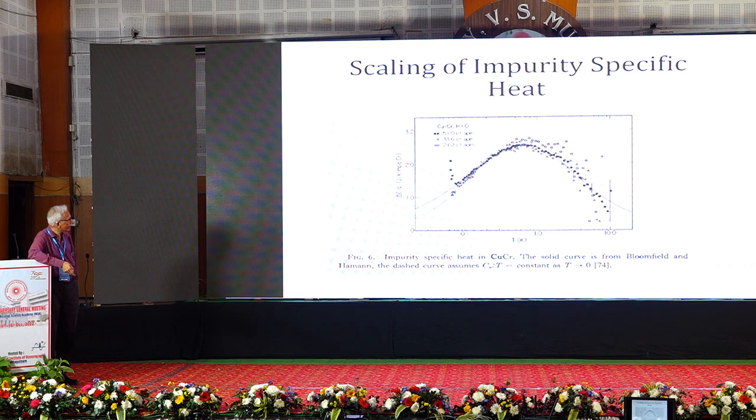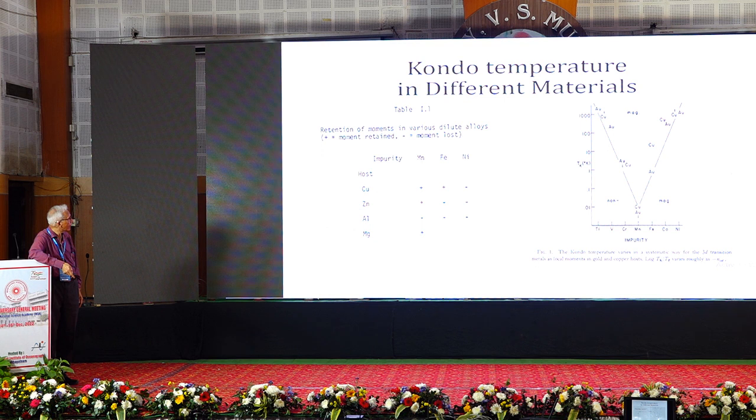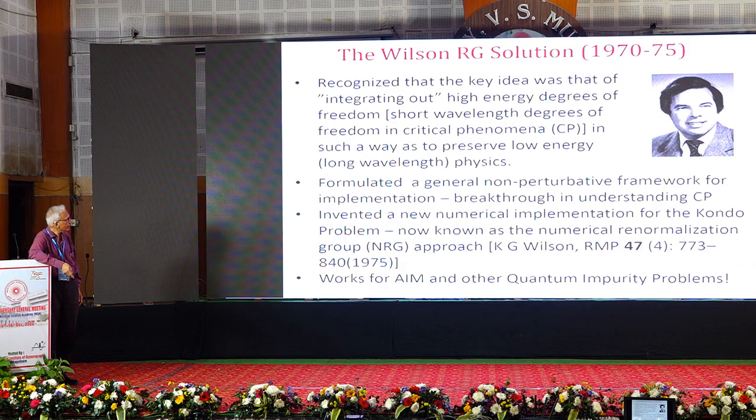Okay, here is, for example, how the specific heat scales with T over T_K. So the Kondo temperature varies all over the place, from 1000 Kelvin down to 0.01 Kelvin. And there's a whole host of materials. So Wilson recognized this idea was the key to many of these problems and invented this thing called the renormalization group method, for which he got the Nobel Prize.